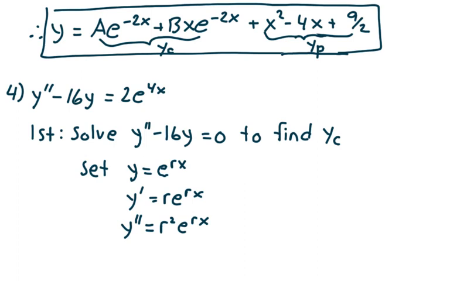Example 4 is a very, very interesting problem that I definitely need to take you through. Suppose we are given y double prime minus 16y equals 2e to the 4x. This is a great question. In the first step, we want to solve the associated homogeneous equation y double prime minus 16y equals 0 to find y sub c. Set y equal to e to the rx, y prime is re to the rx, and y double prime is r squared e to the rx.